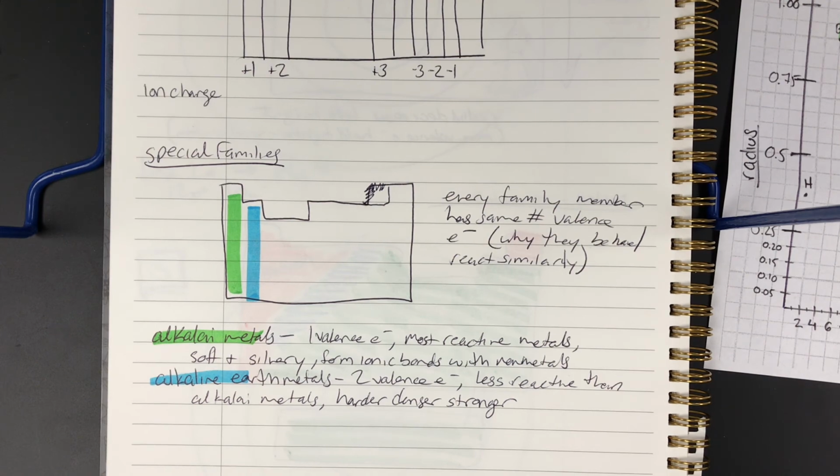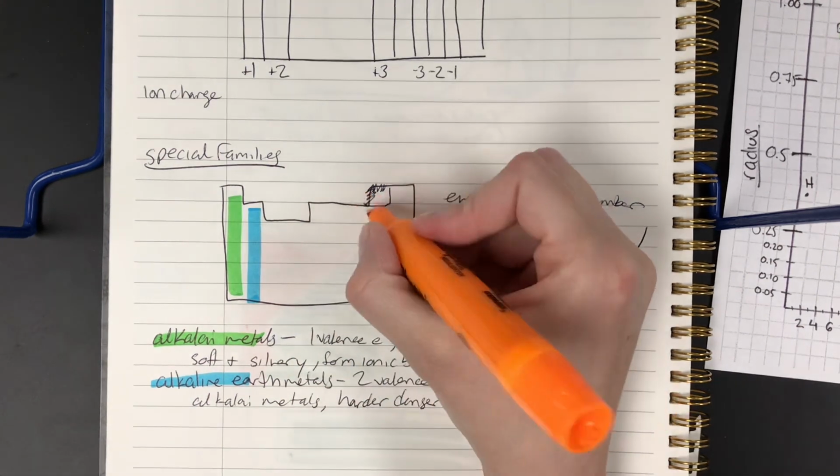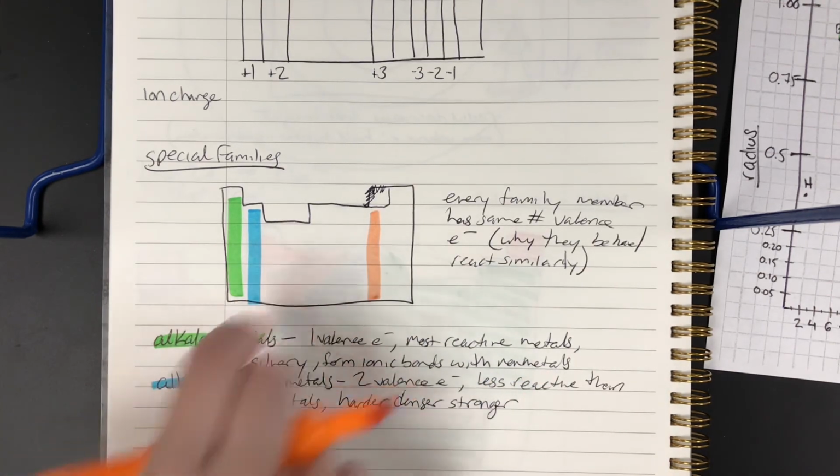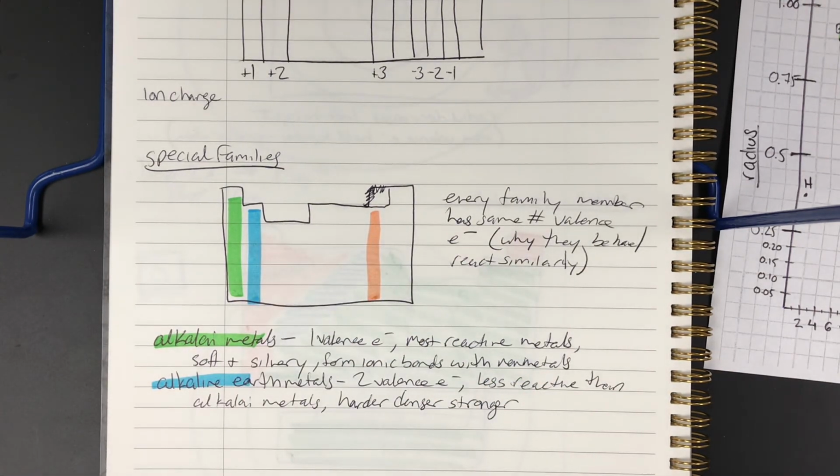All right, 2 more. Let's finish them up. Two more families to add. This is the last section of the periodic table that we're doing. What's the name of the family that starts with fluorine? Anybody know?